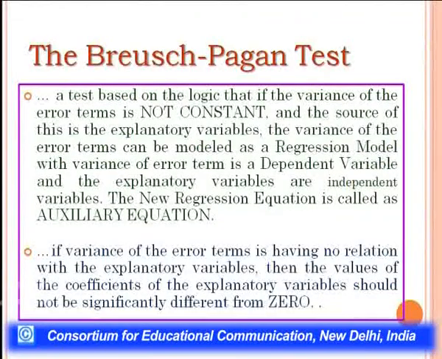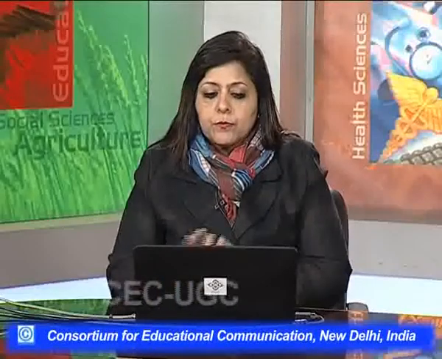It's a test based on the logic that if the variance of an error term is not constant, the source of this is an explanatory variable. The variance of the error terms can be modeled as a regression model with the variance of the error term as the dependent variable and the explanatory variables as independent variables. The new regression equation is also called the auxiliary equation, and if the variance of the error terms has no correlation with the explanatory variables, then the value of the coefficients of the explanatory variables should not be significantly different from 0.